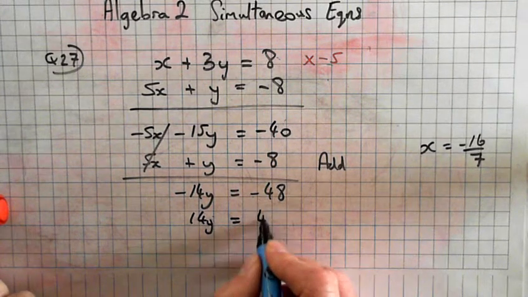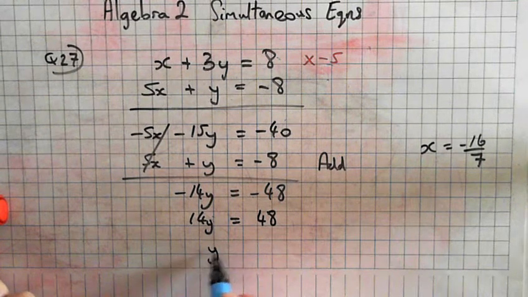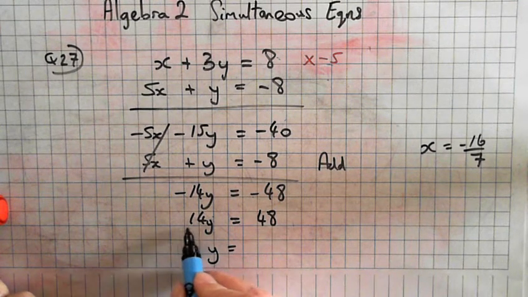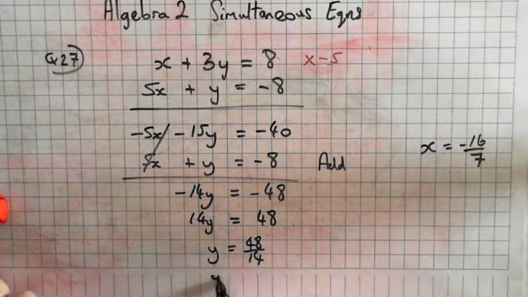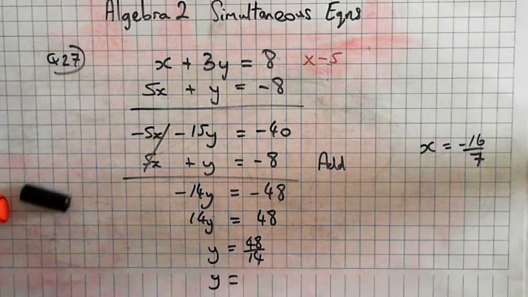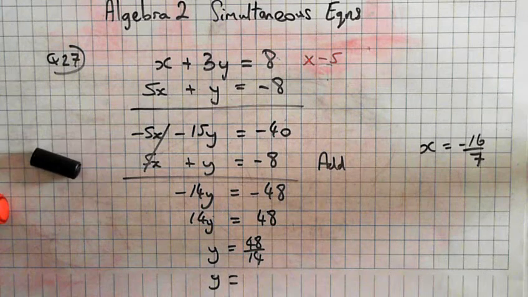14y is equal to 48. y is equal to, divide both sides by 14. 48 divided by 14. If you put it into a calculator, the best you can get is 24 over 7.